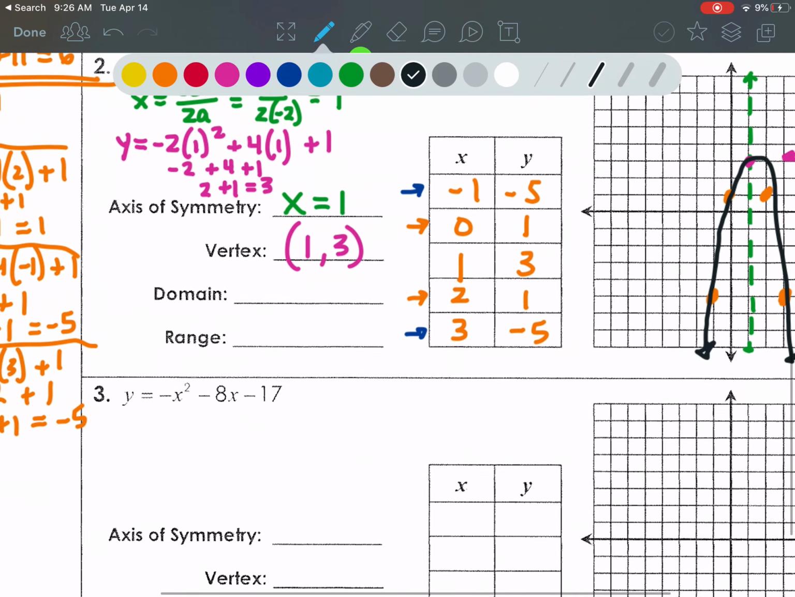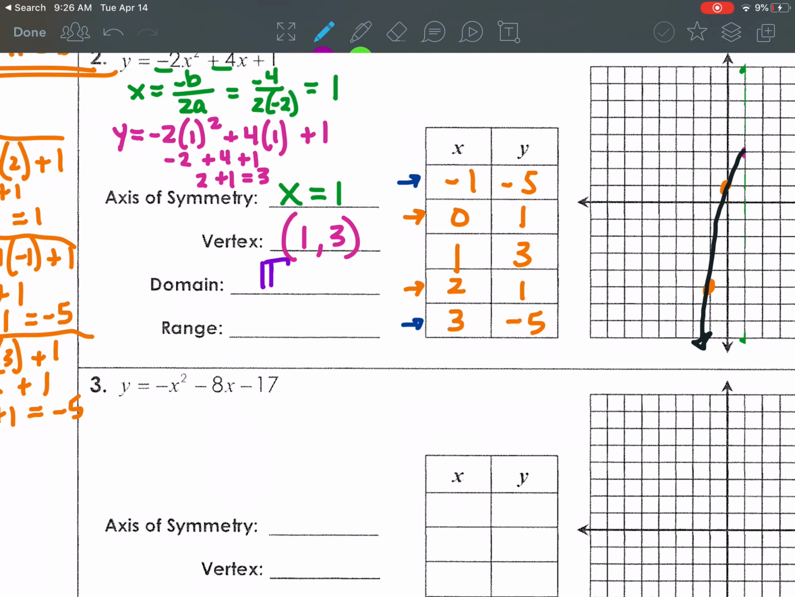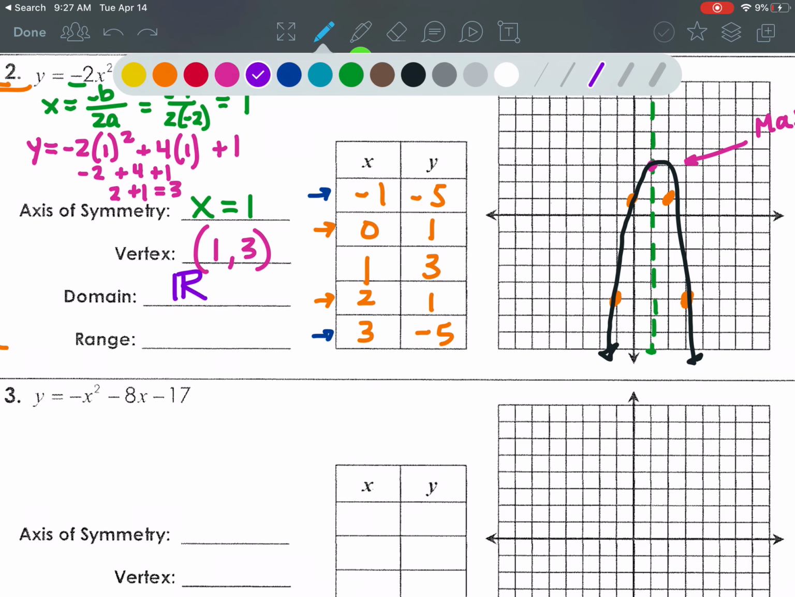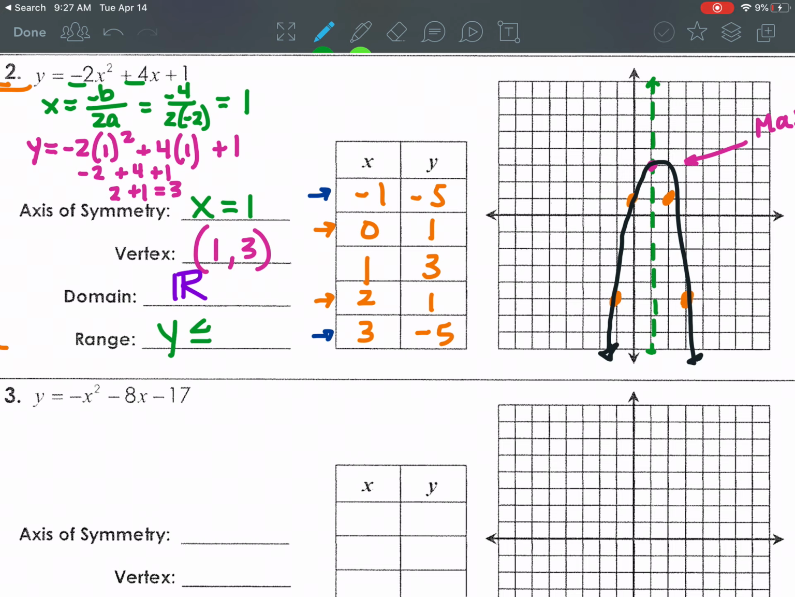Oops, I forgot the domain. Same as last one. It's your x values. That parabola is always going to increase both right and left forever. So that would be all your real values. The range, since we know this one is, here's our maximum I have over here, that pink pointing to the maximum point. We know the y values are never ever going to be greater than that point. So y has to be less than or equal to the y point of 3. Okay, so everything below there.